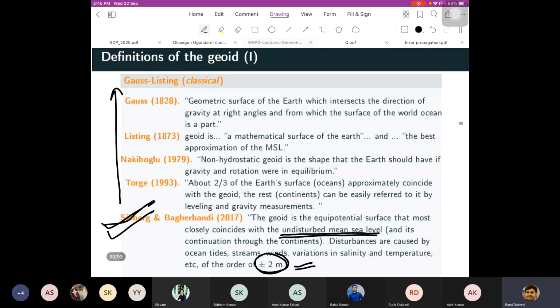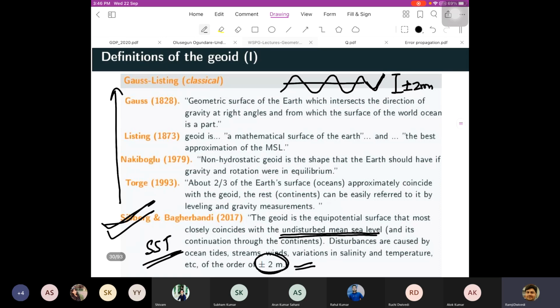So there are a lot of satellite altimetry missions ongoing, which collect the so-called sea surface topography. That's SST, a very popular term, sea surface topography. Because see, there is a mean sea level, and there is a variation. This variation will be of the order of plus minus 2 meters. And this variation is because of the variation in the surface level. And how will the surface vary? The high tides, low tides, temperature, the streams, the winds, and so on.